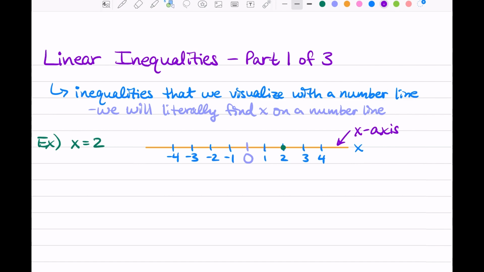Remember with our linear equations, we had our x and y axis, x here and y up here, and then we'd draw a line. So we're just trying to think about this piece right here, this x-axis. So that's one way to think about it, or you can just think of it as a number line.